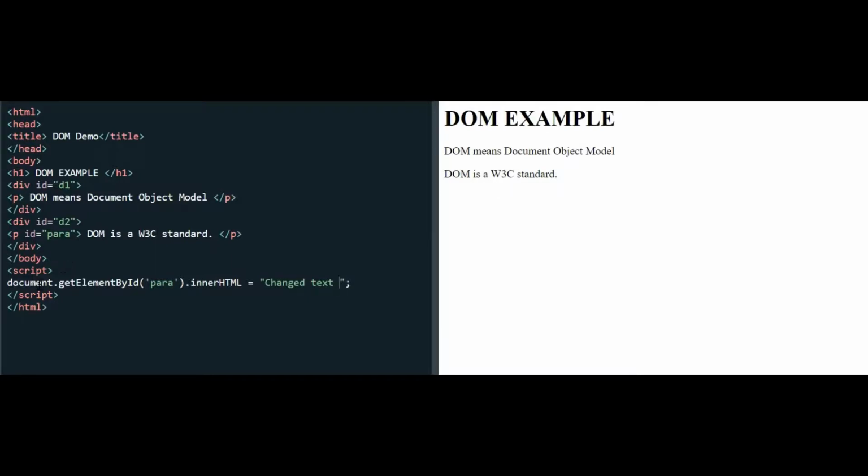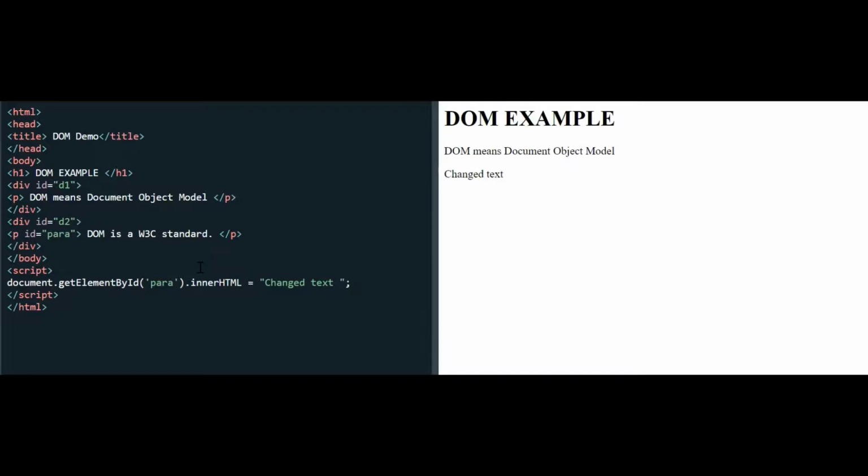So what did I do? document.getElementById is the method and innerHTML is a property. By using this property, I can change the content that appears in this particular paragraph. As I run it, you can see that now I got the changed text. This is how you can access the elements of HTML by creating a DOM.